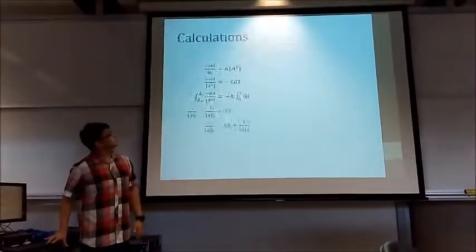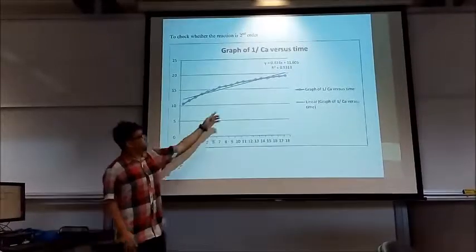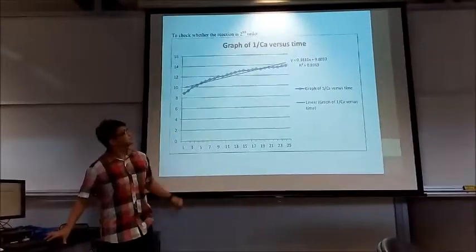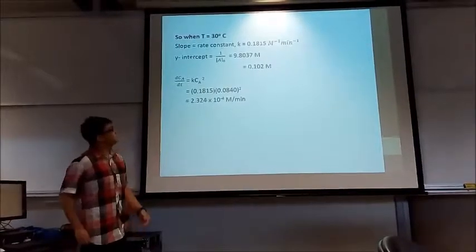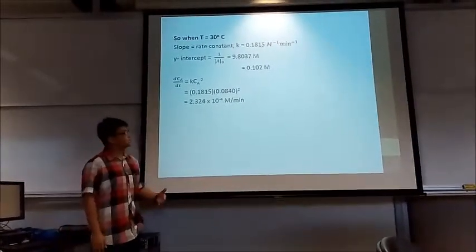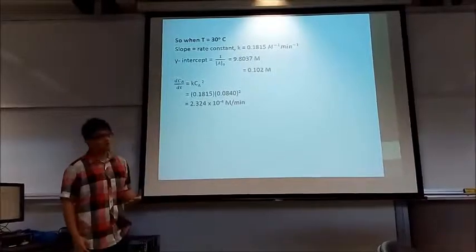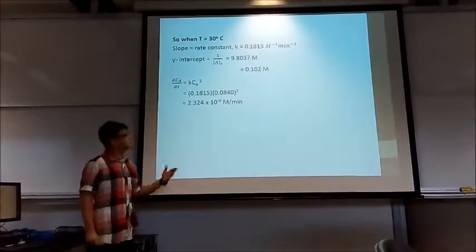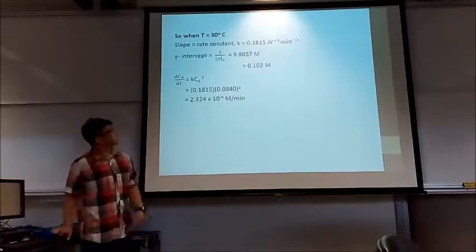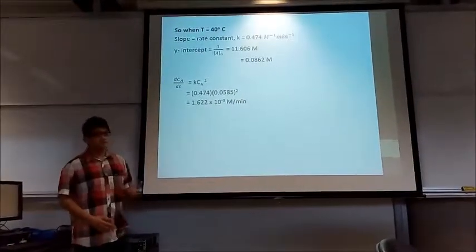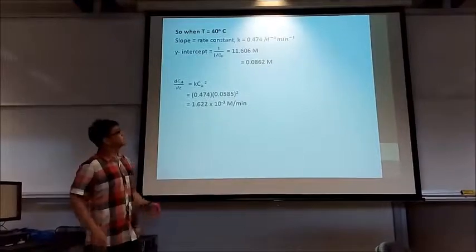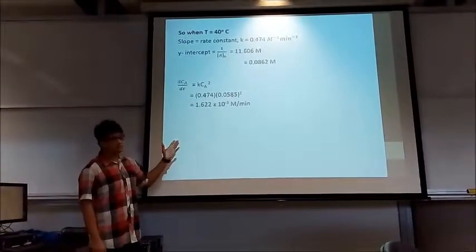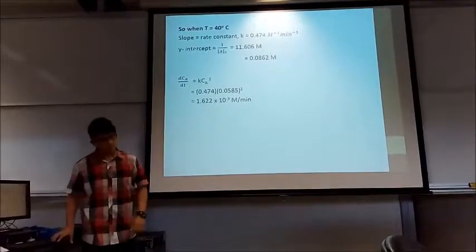As we can see from here, above, for 30 degrees Celsius. From there, we can find our y-intercept, which is 0.102 per mole. After that, we can calculate our rate of reaction. We do the same thing for 40 degrees Celsius: we calculate the slope, the y-intercept, and in the end, the rate of reaction.